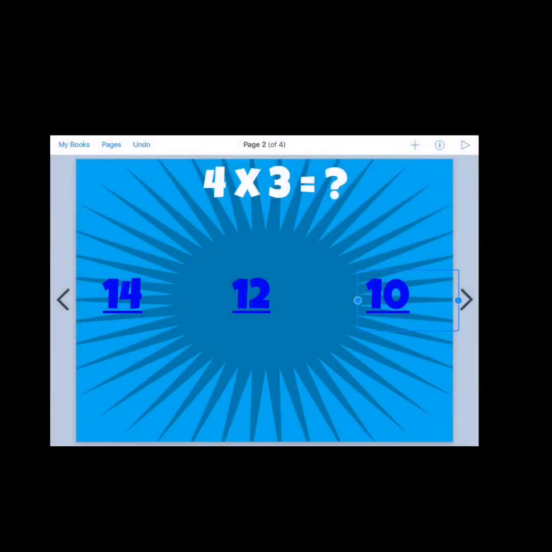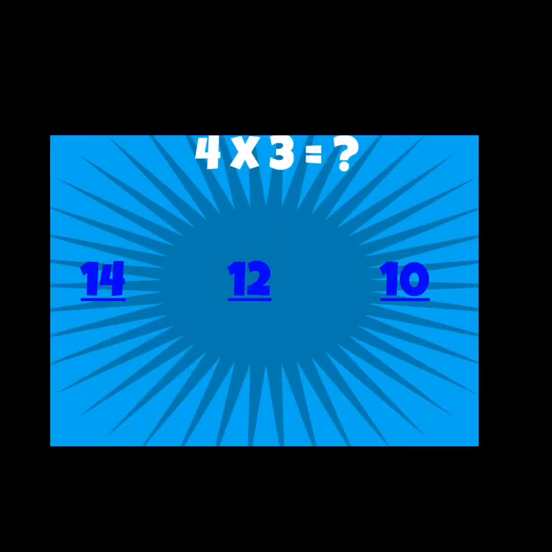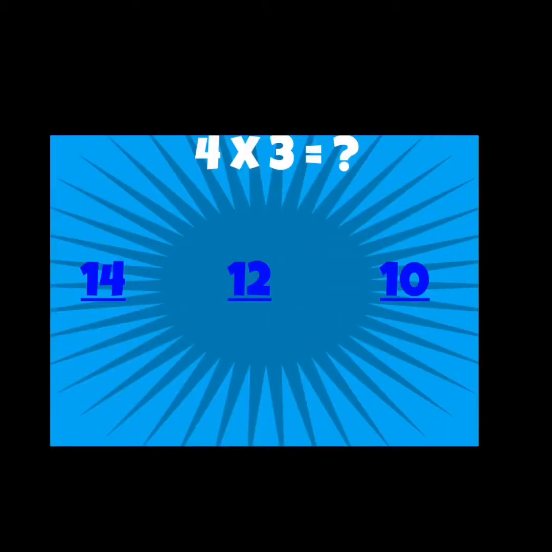Done. So now, if I go to play the book, I'll just start at the first page and hit the play button. I've got my times tables test. If I hold down 14, it takes me to the incorrect page. I can scroll back, and if I hit 12, it takes me to the correct page. So far so good. Really simple, really effective.